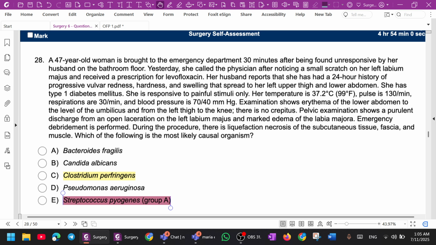So Strep pyogenes is the organism for monomicrobial necrotizing fasciitis.